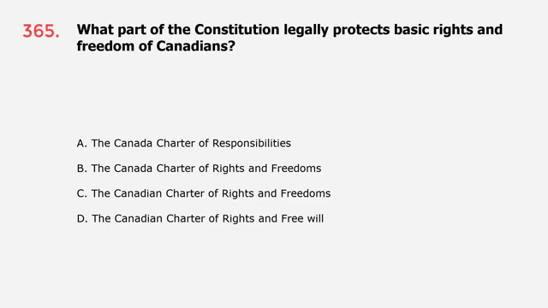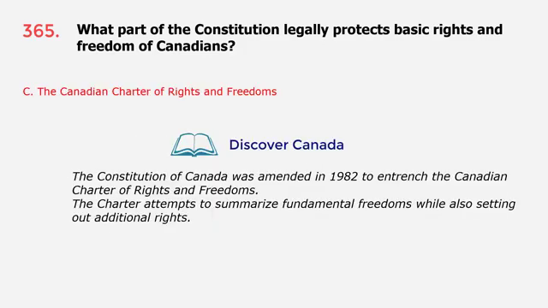Question 365. What part of the Constitution legally protects basic rights and freedom of Canadians? A, the Canada Charter of Responsibilities. B, the Canada Charter of Rights and Freedoms. C, the Canadian Charter of Rights and Freedoms. D, the Canadian Charter of Rights and Free Will. The answer is C, the Canadian Charter of Rights and Freedoms.